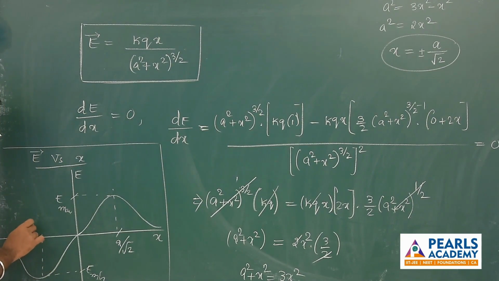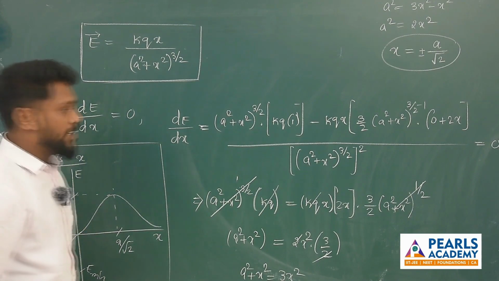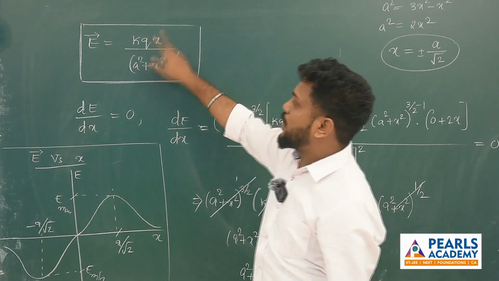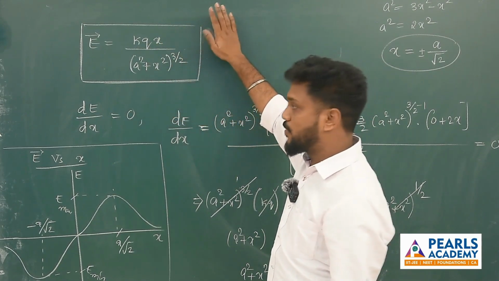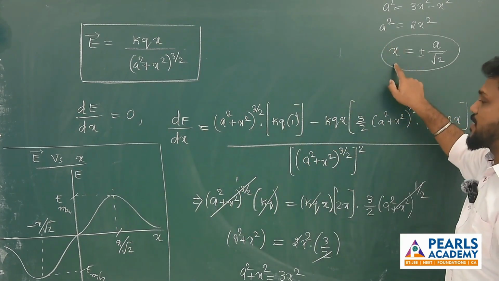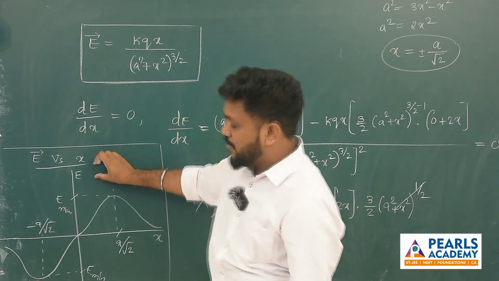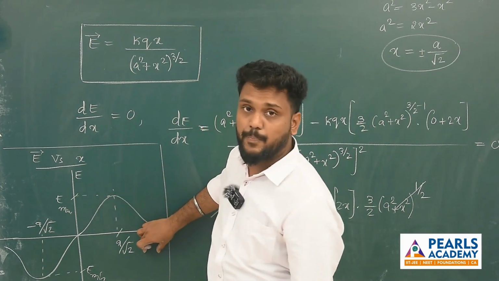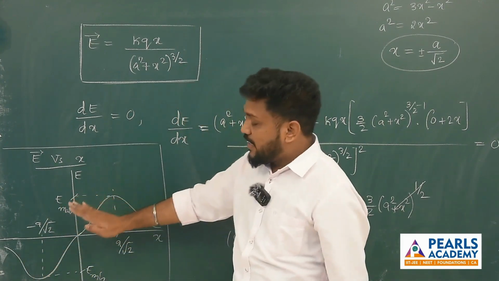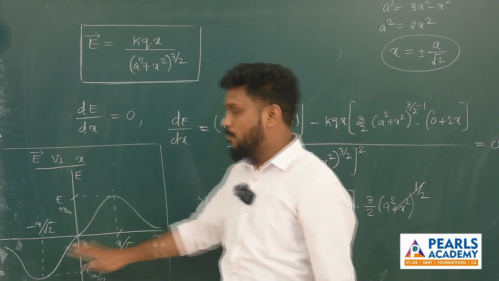So this point is minus a by root 2. So the final conclusion is electric field due to a ring of charge is kqx by (a square plus x square) whole power 3 by 2, in which its maximum and minimum value is given at x is equals to plus or minus a by root 2, and the graph of electric field versus distance of point P will be varying like this, which means it increases and reaches its maximum value and then decreases and becomes 0 at infinity, on both the sides of the ring.